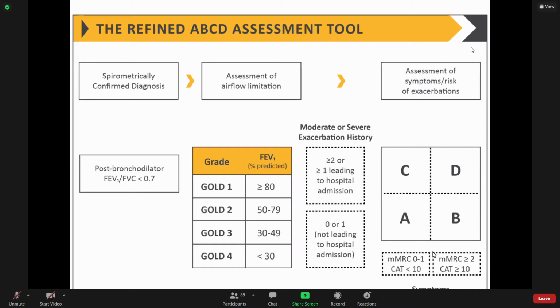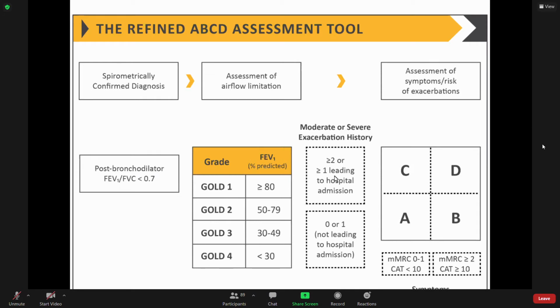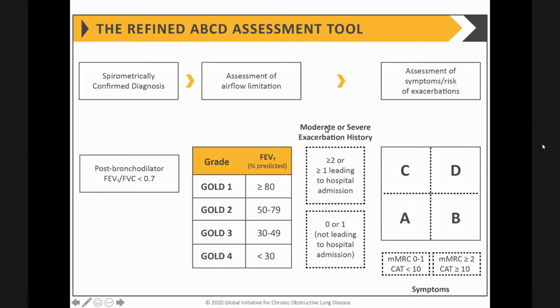Go with the symptoms. In this axis we'll go for the symptoms, and on this axis we'll go for the exacerbations. Exacerbations means more than two, or more than one leading to hospital admission. What is moderate and what is severe exacerbation will come on the exacerbation slides. On the coming slides, 0 or 1 is not leading to any hospital admission.